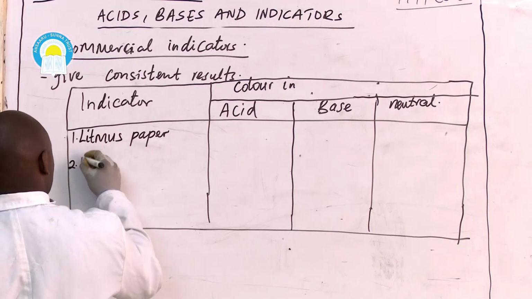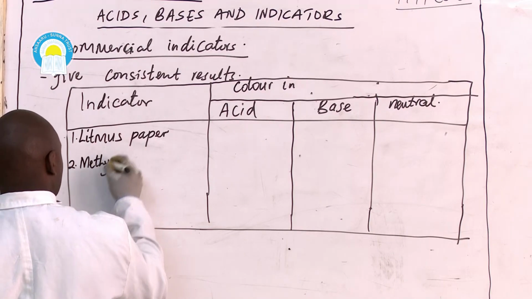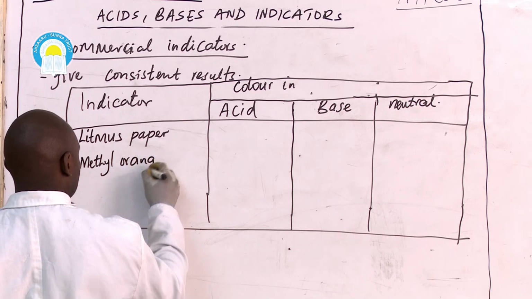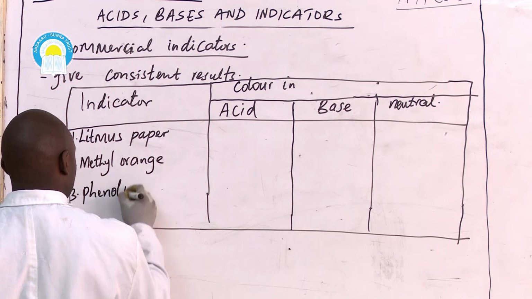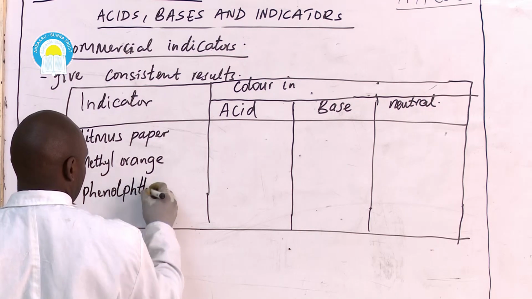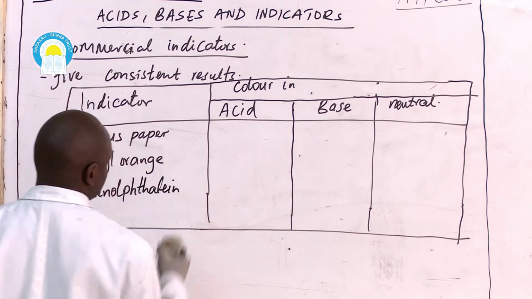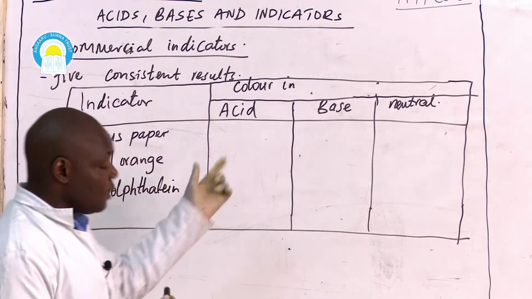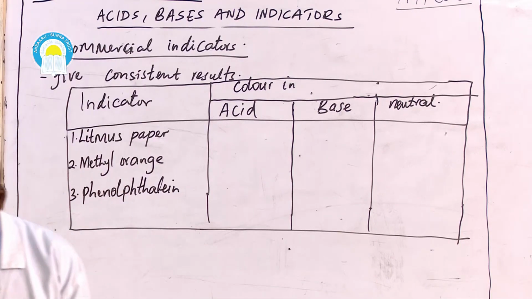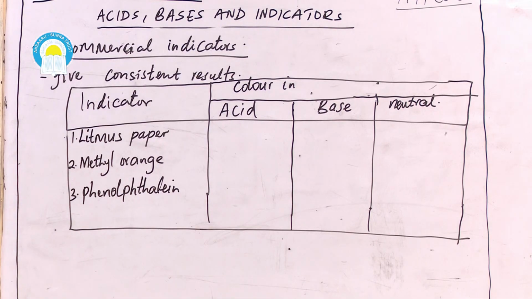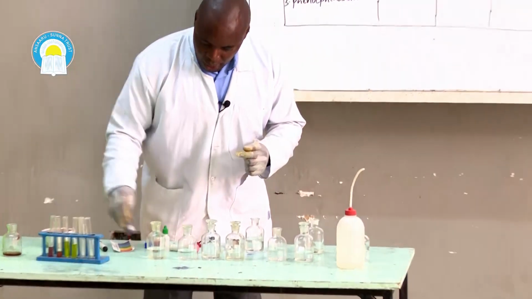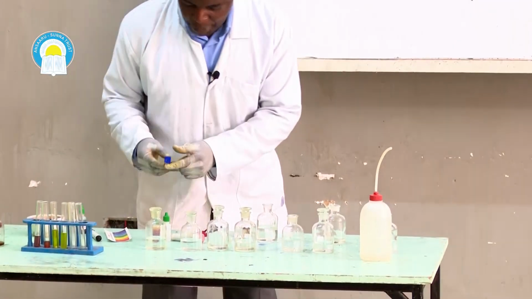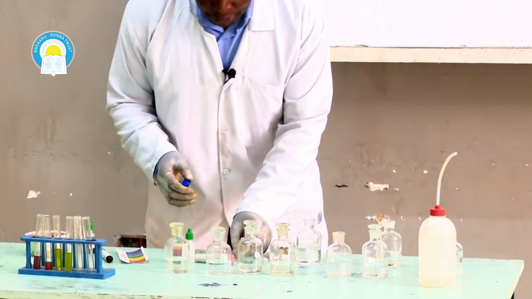Then we have methyl orange indicator. Then we have number 3, phenolphthalein indicator. So we are going to fill in this table by doing some small demonstrations here. So let me start with litmus paper.